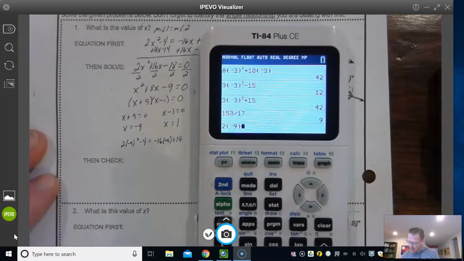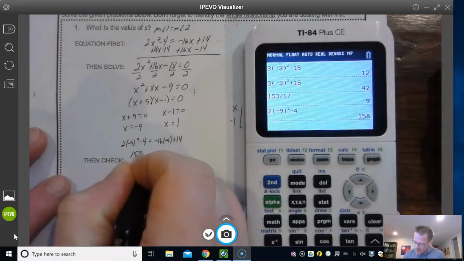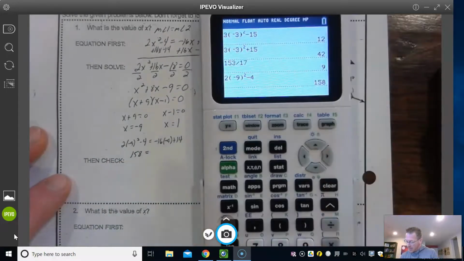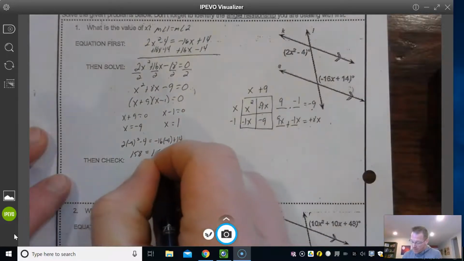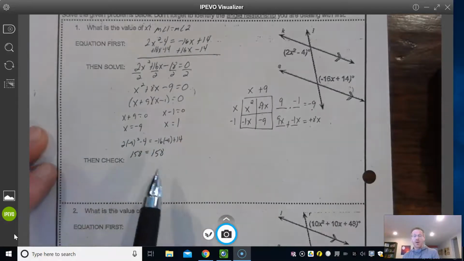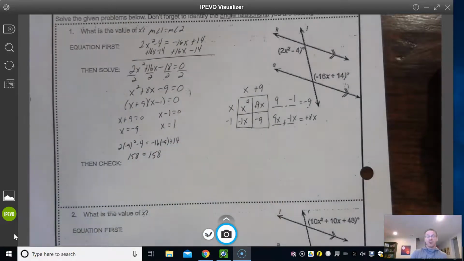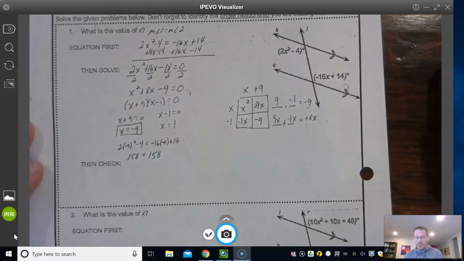And this is what's nice about getting a calculator with a view screen. That gives me 158 on the left side, and then we can see if we get the same thing on the right side. And I get 158 on the right side as well. So I get 158 equals 158. So the two angles are in fact equal. They both have a positive measure between 0 and 180, so that's good. So x equals negative 9 works.